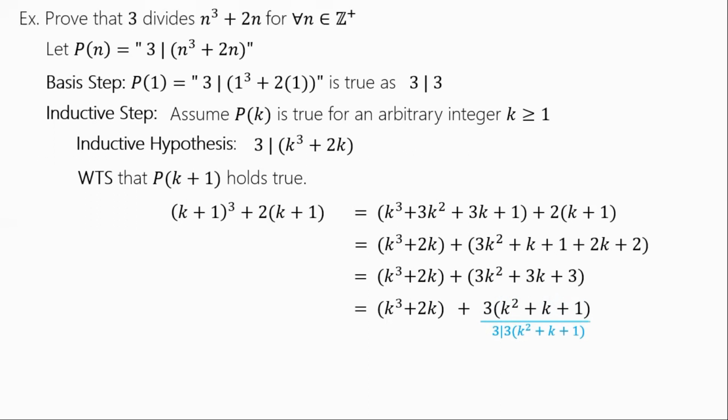And the whole point of doing this grouping was that k cubed plus 2 times k would be divisible by 3 by the inductive hypothesis. So the whole thing is in fact divisible by 3. So Pk plus 1 holds true.